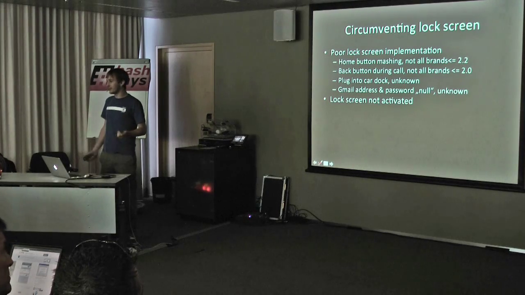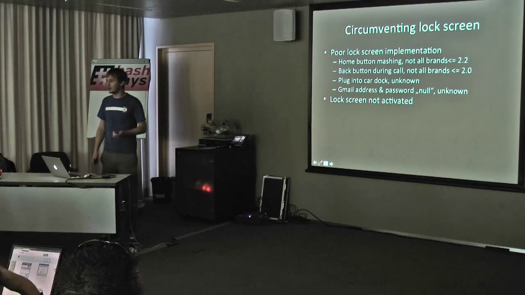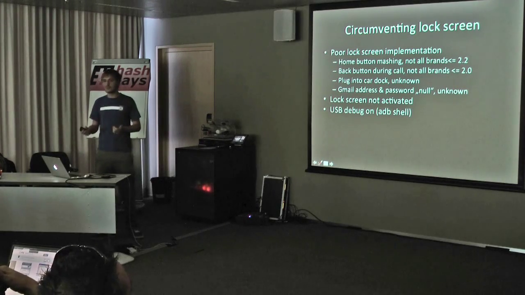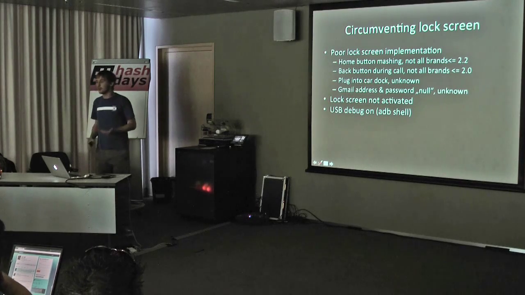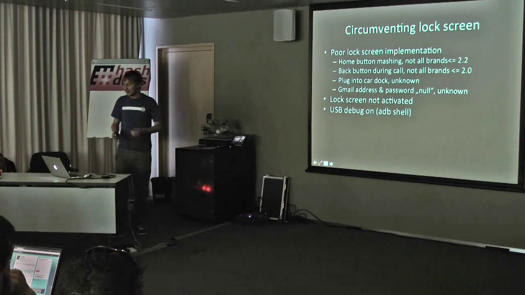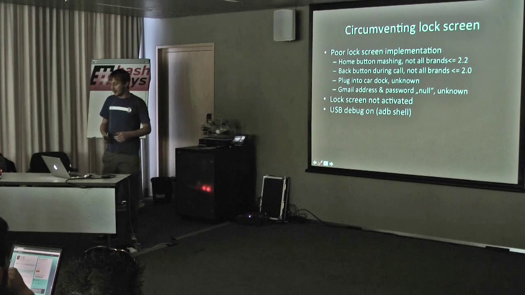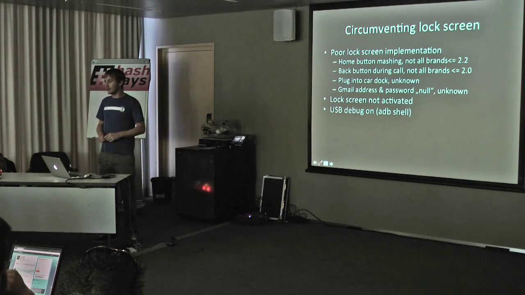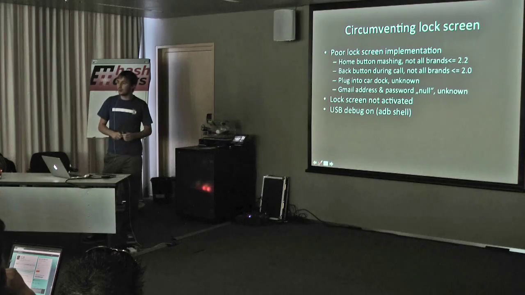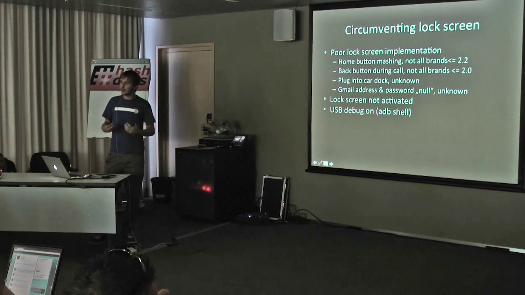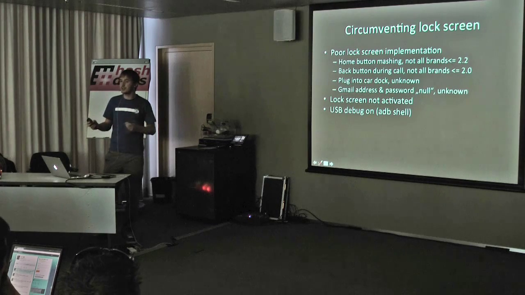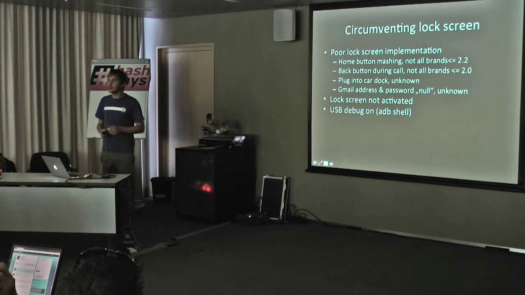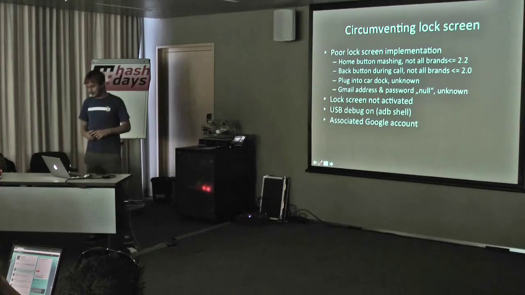Well, and of course, a lot of people just don't have a lock screen activated. If you find a phone, most of them you can access without any security measures at all. And another thing is, a lot of people have USB debugging on, so the debug feature is enabled. So you can just connect via ADB shell. ADB shell is basically like SSH over the USB cable.